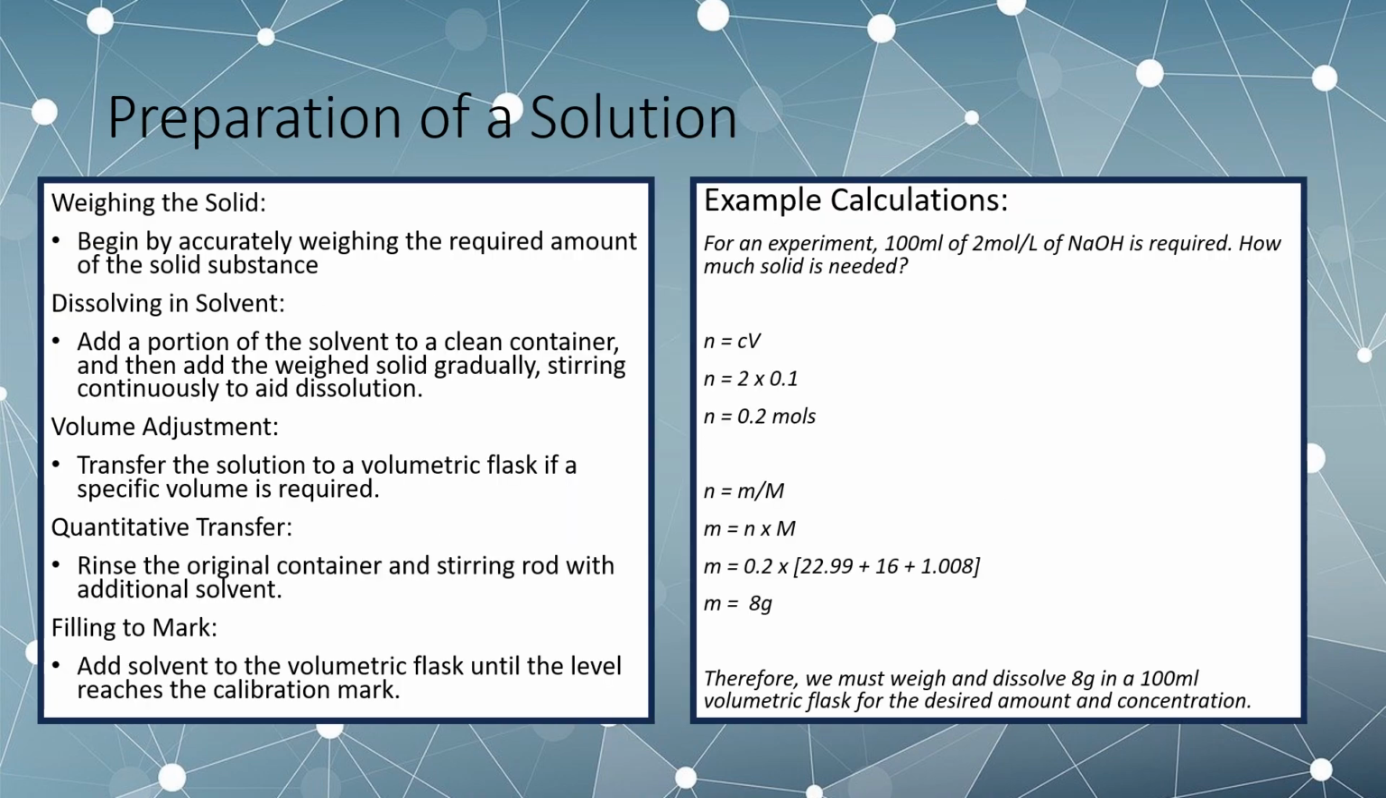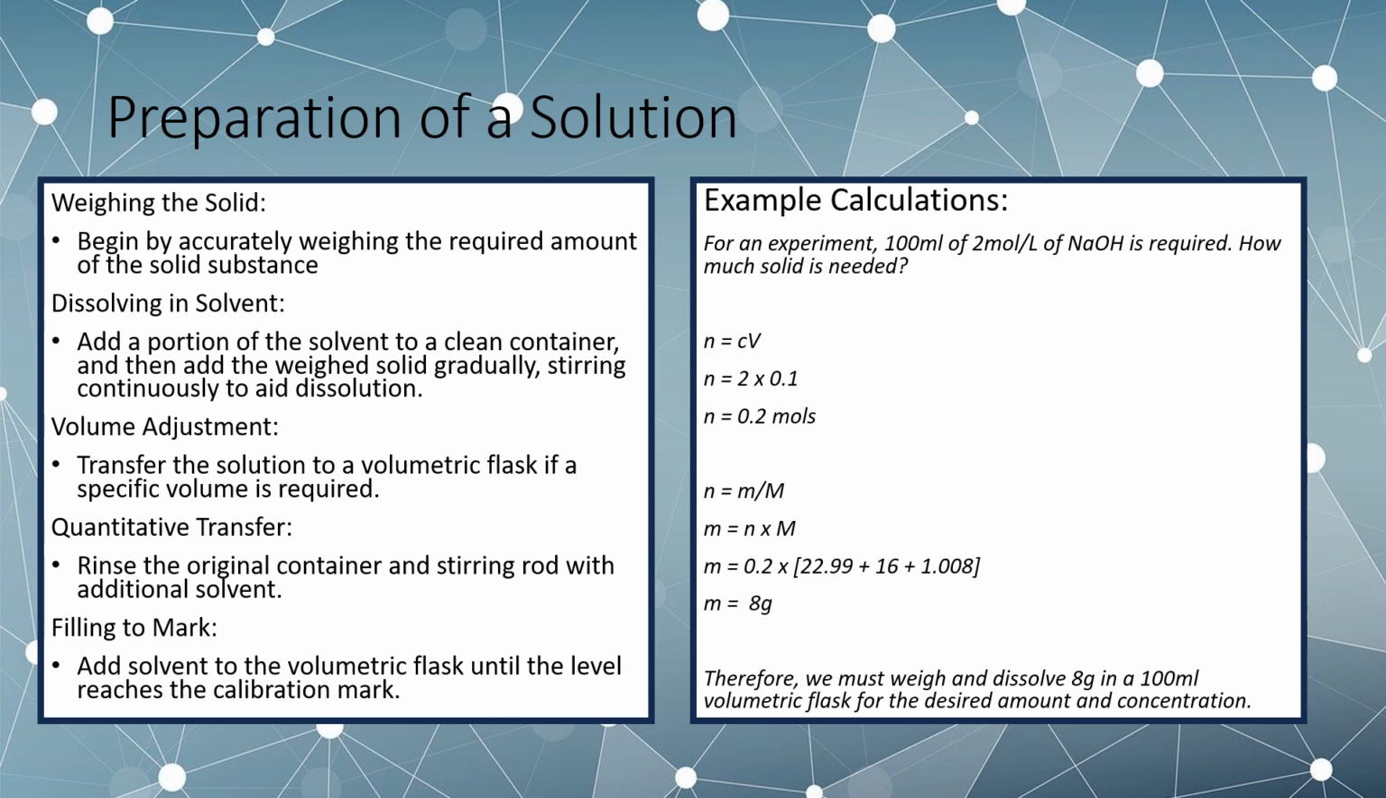Oftentimes in titrations, you'll have to prepare a solution from a solid. This is a common technique used in many different analytical techniques within science. However, titrations are probably the first time you'll encounter it. We begin by weighing the solid, and you do that using an accurate measurement such as scales. And you need to sometimes calculate the required amount of the solid substance. You then dissolve it in a relevant solvent.